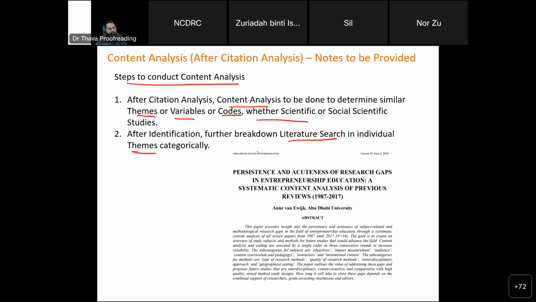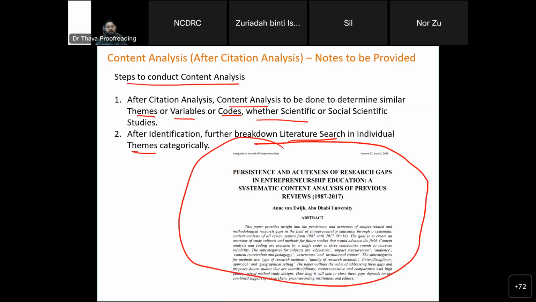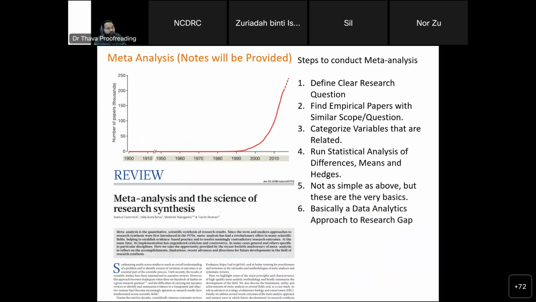So how to do content analysis? This one class won't be enough, so I give you a note. It is very hard to get notes in this content analysis area. I only found one paper so far, and it took me very long to find it. Although it's in the entrepreneurship education area, if you want to understand content analysis, read "Persistence and Acuteness of Research Gaps in Entrepreneurship Education". This paper will teach you a systematic content analysis of previous reviews. I'll share this note with you later, and you can go through it and see how they actually do content analysis.